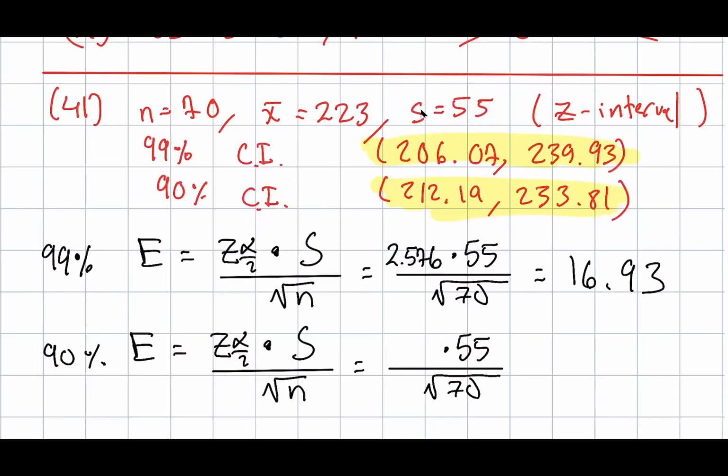1.645. So just go ahead and multiply that out. You do 1.645 multiplied by 55 divided by the square root of 70.